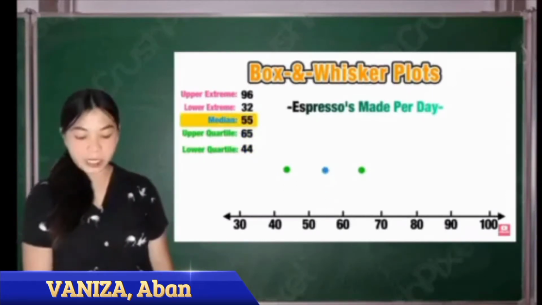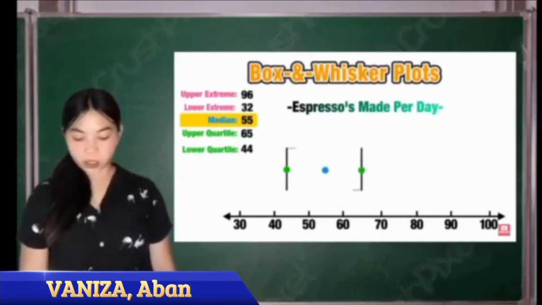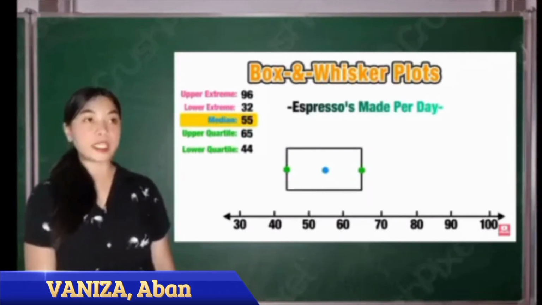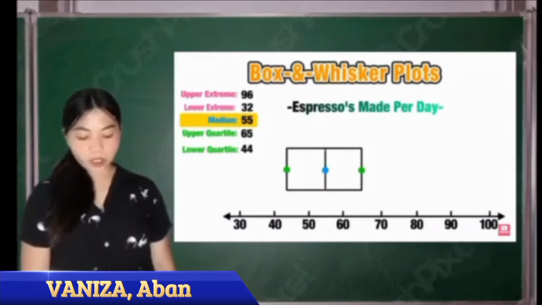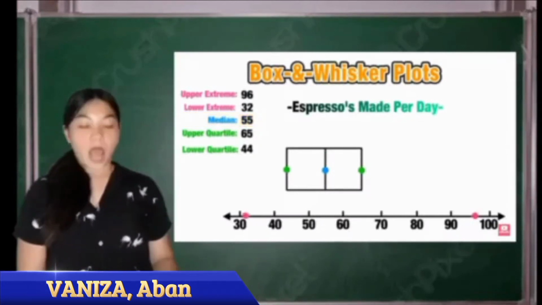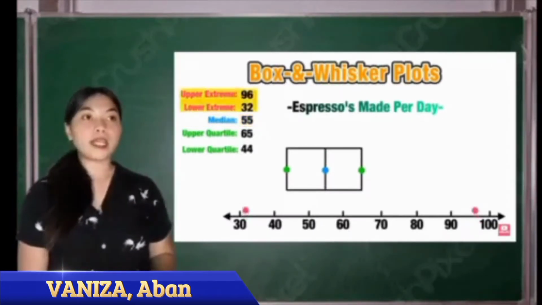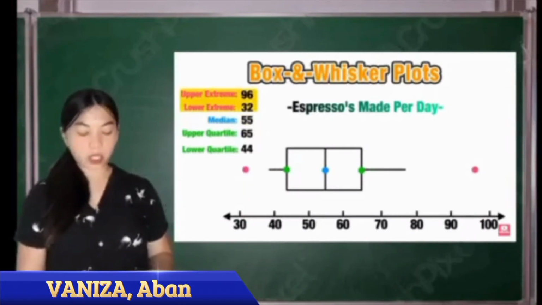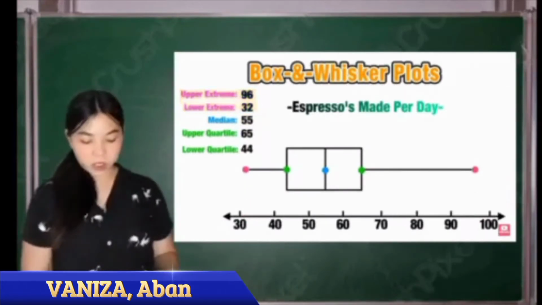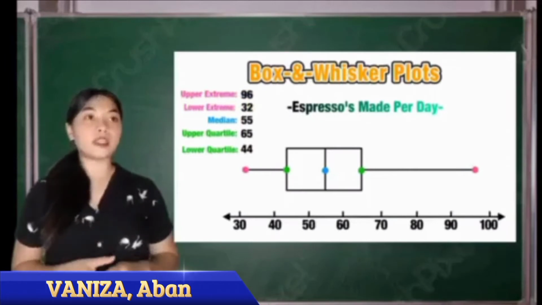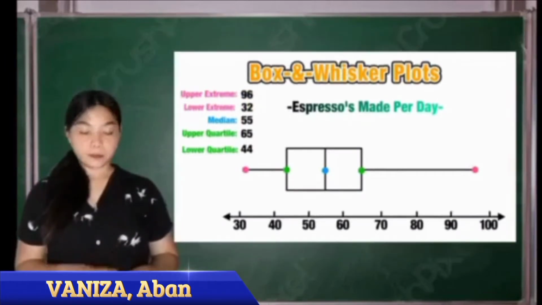Now draw a vertical line through the quartiles, construct our rectangle, and then draw another vertical line through the median. Then we're going to plot points at the two extremes, 32 the lower extreme and 96 the upper extreme, and just construct your horizontal line, and the box and whisker plot is complete. And now you're ready to visually analyze your data.